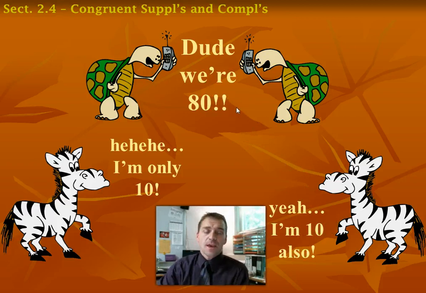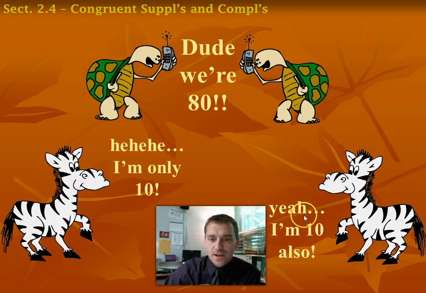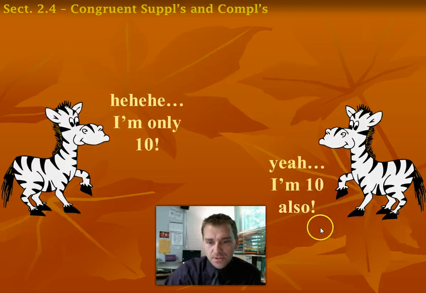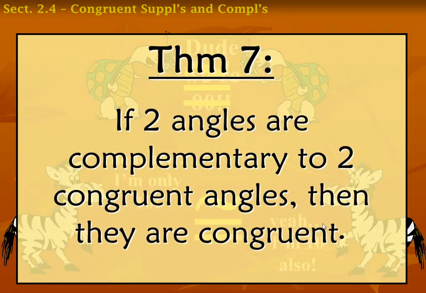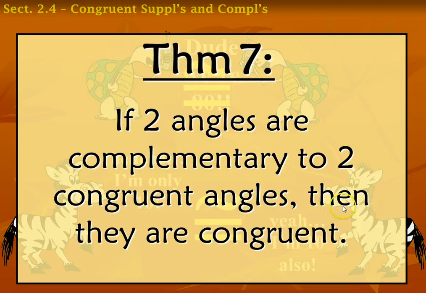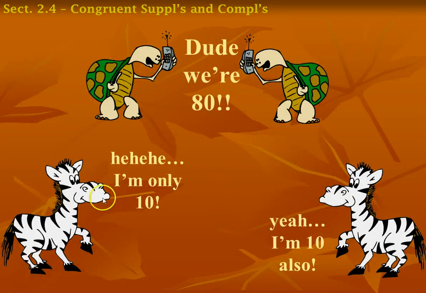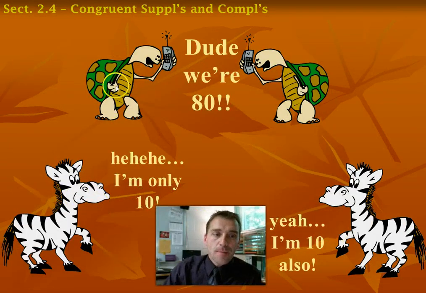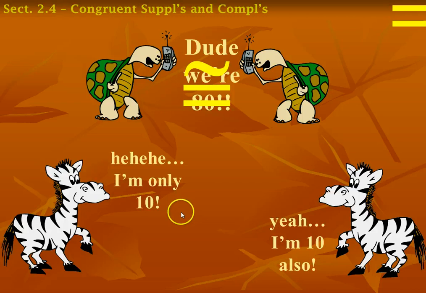Well, here's what's cool. If I take these two things, and I ask you the question, these two complementary angles, the zebra and zebra, could they be congruent? You bet they are. So here's your actual wording. Theorem 7 says, if two angles are complementary to two congruent angles, then they are congruent. And here's what it is. If two angles, these two zebras, are complementary to these two turtles, which are congruent, then these two guys are congruent as well.